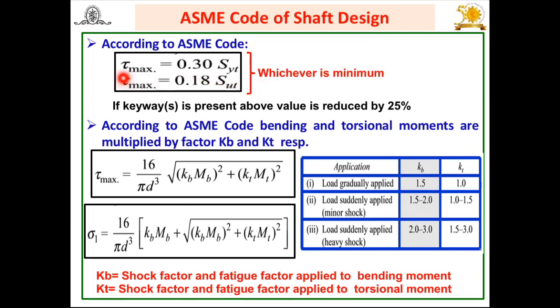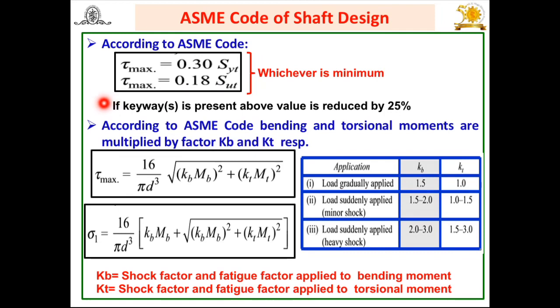First of all, find out 30% of SYT, that means tau max is equal to 0.30 SYT, equation 1. Second, tau max is equal to 18%, that means 0.18 SUT. After calculating these two values of tau max, based on SYT and SUT multiplied by 0.30 and 0.18, whichever is minimum, that tau max we have to use in our calculation to find out the shaft diameter.